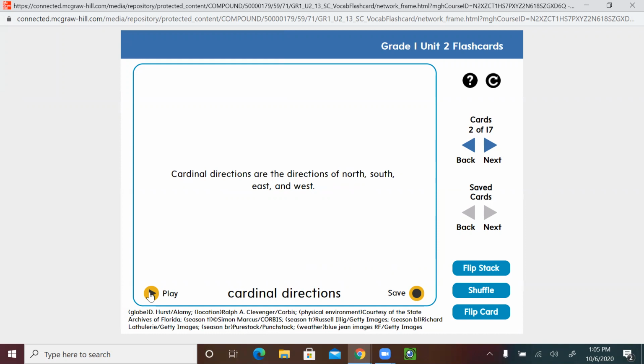Cardinal direction. Cardinal directions are the directions of north, south, east, and west. So these are the directions, or cardinal directions, that you will learn about: north, south, east, and west. Next. A compass rose shows the 4 cardinal directions. Right. Next.